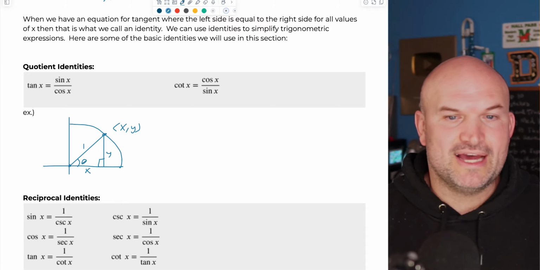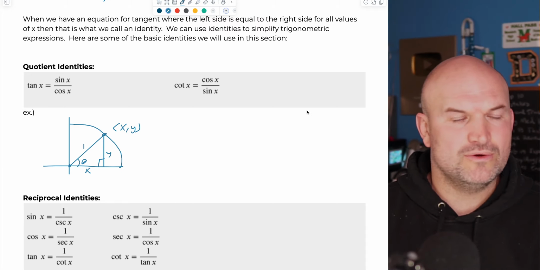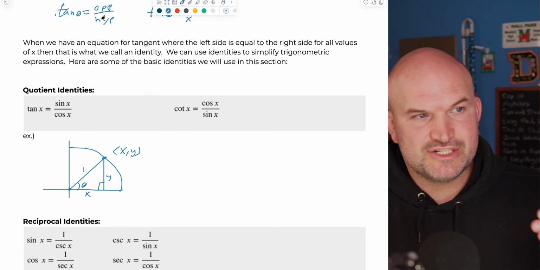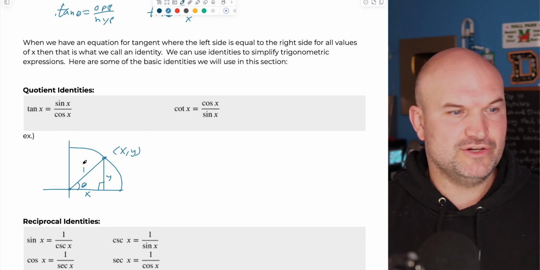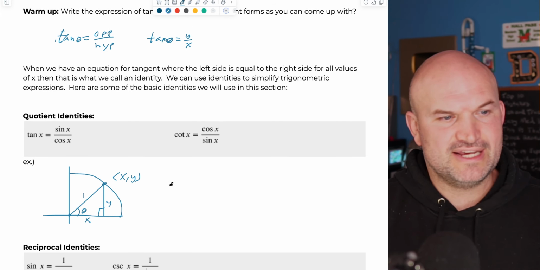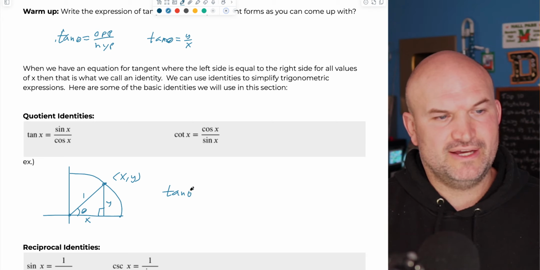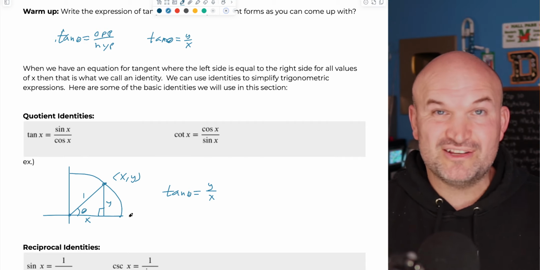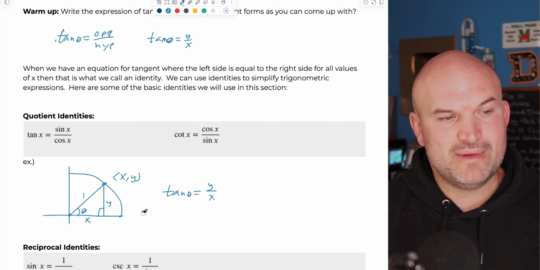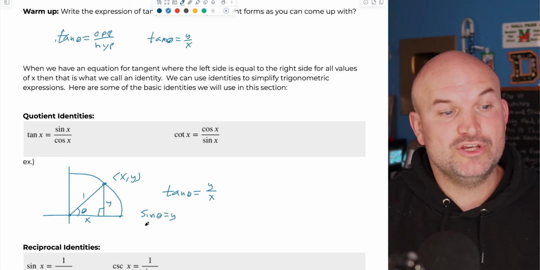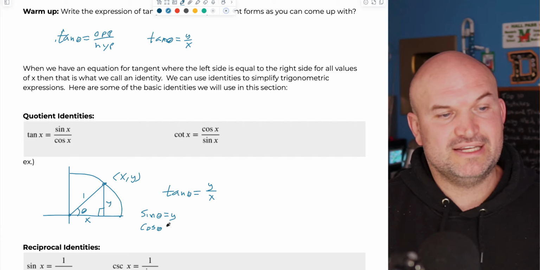Now, the important thing here is, if I look at this triangle and go back to my original definition, tangent of theta is opposite over hypotenuse, or also we could say tangent of theta is y over x. So tangent of theta equals y over x. Now, how are we going to get to the sine of x and cosine of x? That's where I remember that when we were evaluating on the unit circle, the sine of theta was equal to y, and the cosine of theta was equal to x.